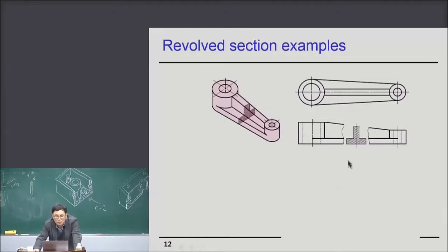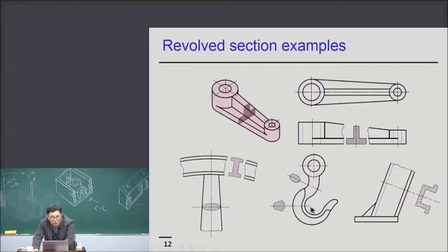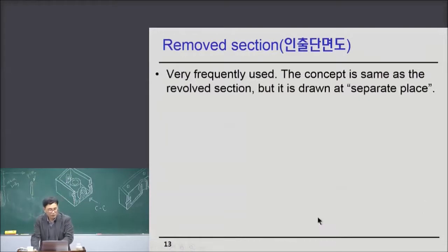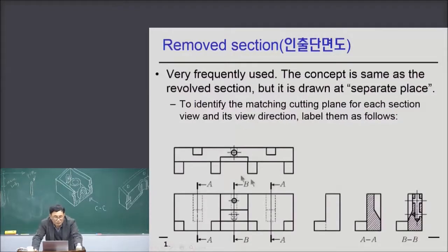And this is also a revolved section example. So in the front view, cut some part and the revolved section is here. And this is a nice way. Sometimes you may use the extension line and add the real shape of the section here. Very nice way. And this is a removed section, very frequently used. The concept is the same as the revolved section, but it is drawn in a separate place. So these are all removed sections.